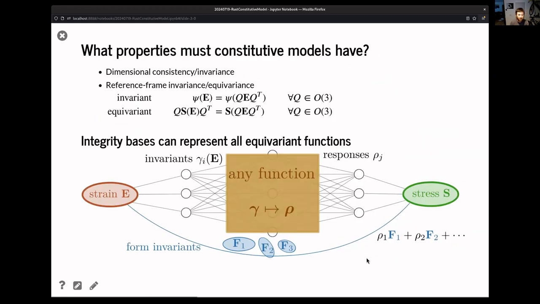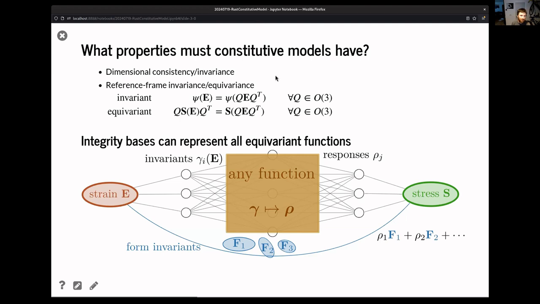Now, at some level, constitutive models are any function, except they're any function that needs to satisfy some properties. So for example, it should be dimensionally consistent. If you were to change the units, say, we're in the US, usually we still use metric, except some organizations like NASA still use the US system. So regardless of what system of units you're working in, you should be predicting the same thing.